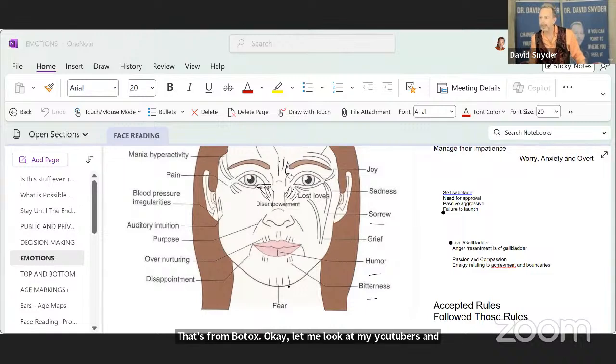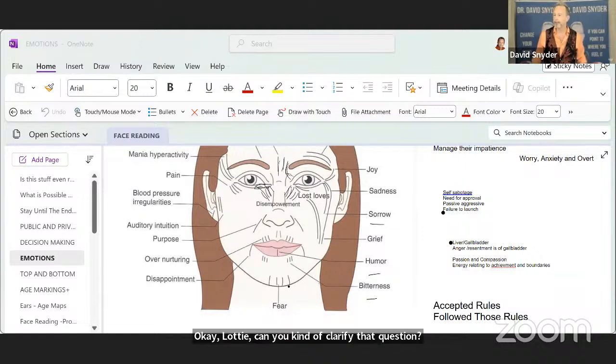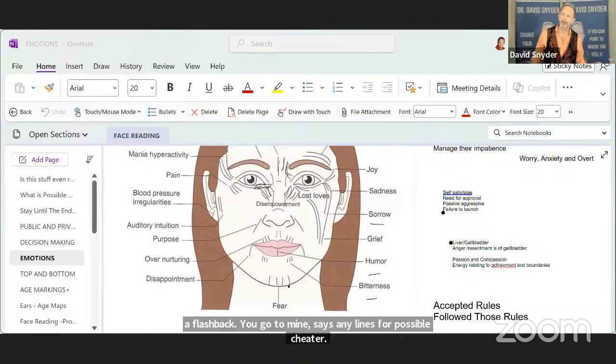Okay, let me look at my YouTubers and see what's going on with those folks. Lottie is asking how to avoid triggers of negative emotional flash and suggests a task we might do without so much over-upsetting guesswork. Okay, Lottie, can you clarify that question? Firestarter Man is asking, is he talking about the happy wrinkles? No, I'm not talking about happy wrinkles. Like a flashback.